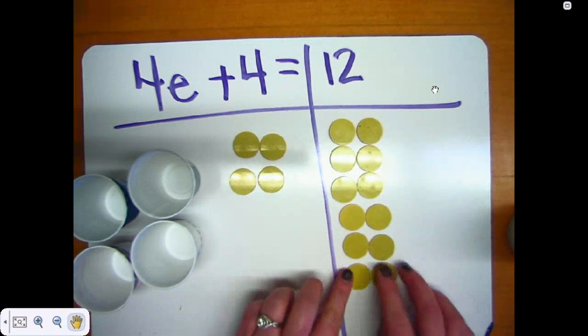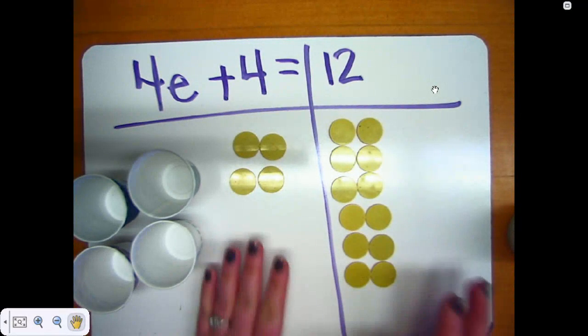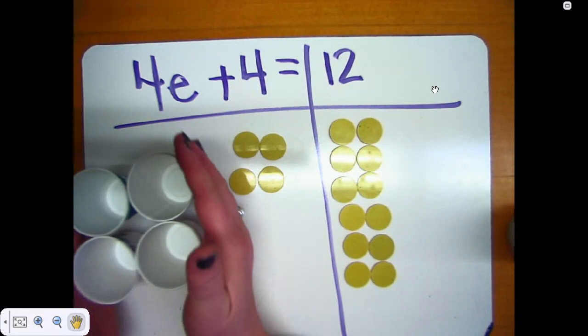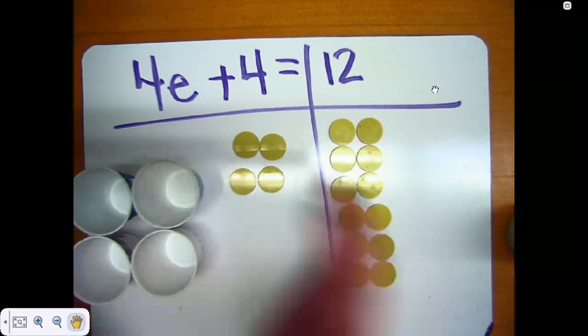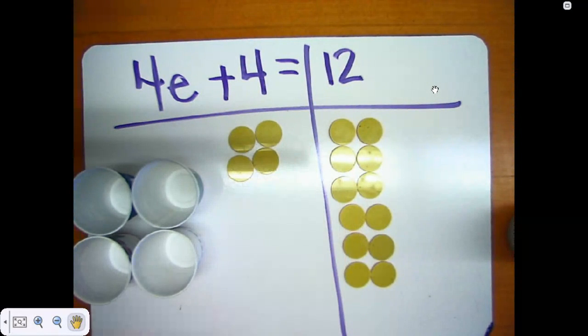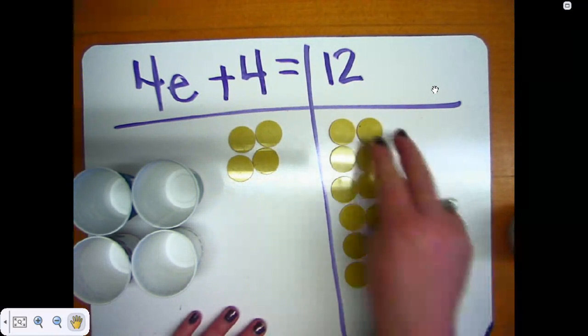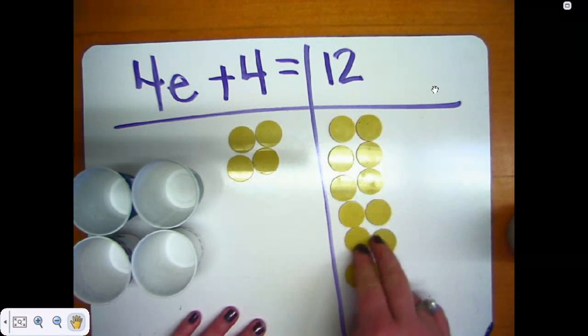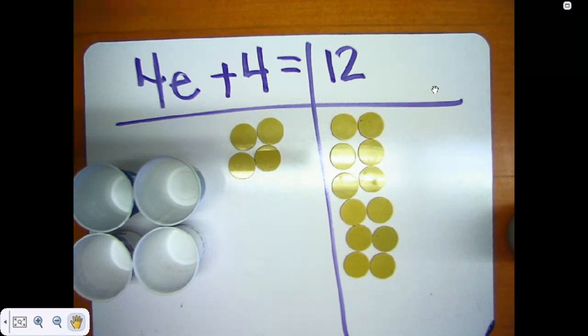Okay, the first thing I always do is check my model. Do I have 4 variables? Yes. Do I have positive 4? Yes. And do I have positive 12? 2, 4, 6, 8, 10, 12. I do. So my model is correct. So now I can get started.